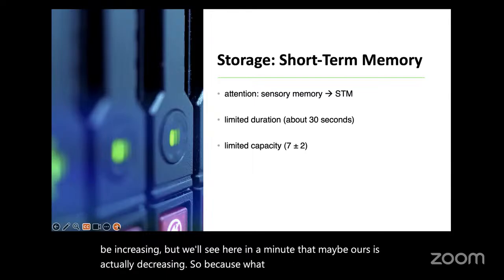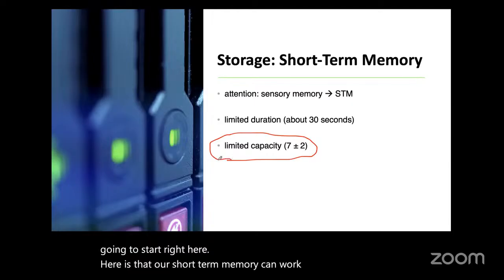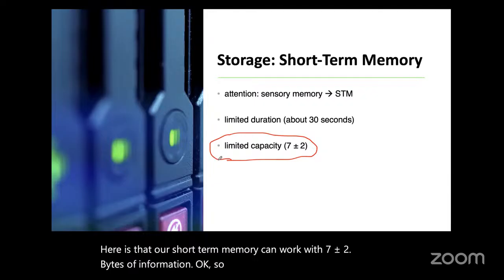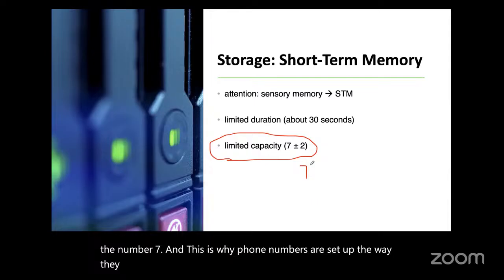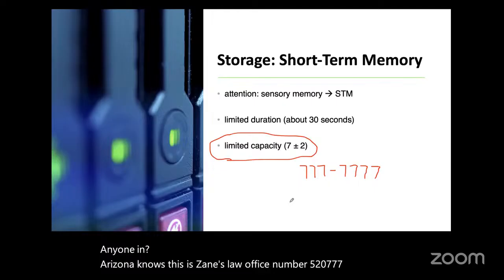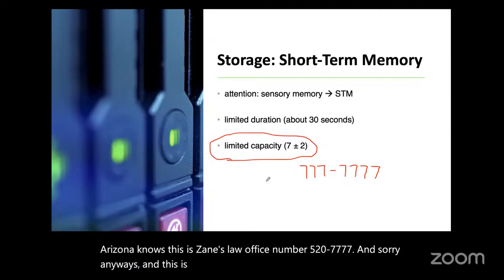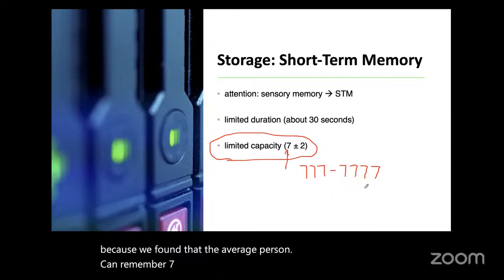What they found originally is that our short-term memory can work with 7 plus or minus 2 bytes of information. So what is a byte? Well, if you think about the number 7, this is why phone numbers are set up the way they are. Our phone numbers are based on 7 digits. Anyone in Arizona knows this is Zane's law office number, 5207777. And this is what a phone number is based upon, 7 digits, because we found that the average person can remember 7 bytes of information at a time.